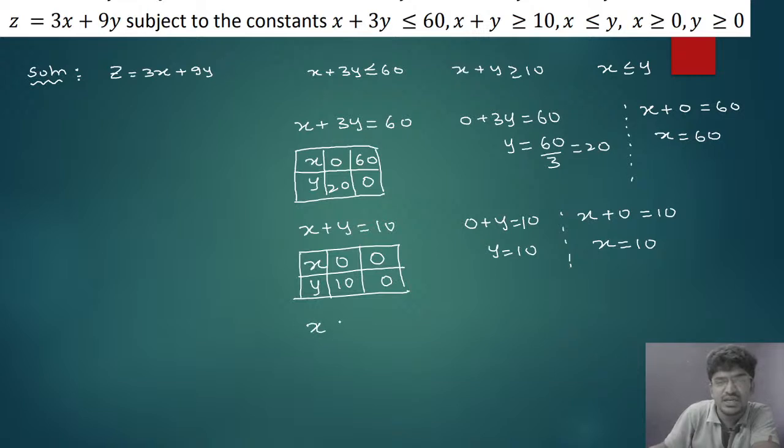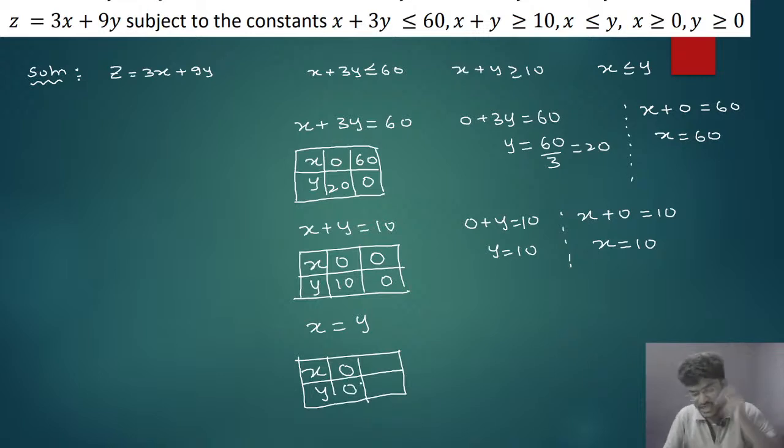That is x is equal to y. Now let us simplify x equal to y. If I write x is 0, y will be 0.